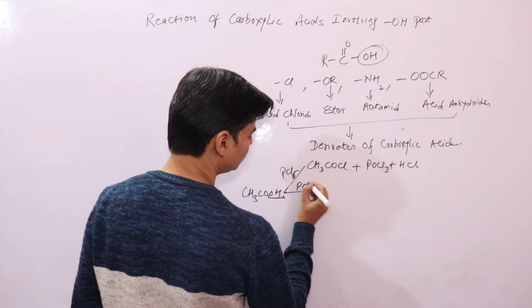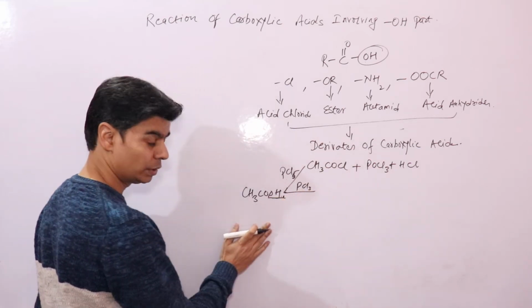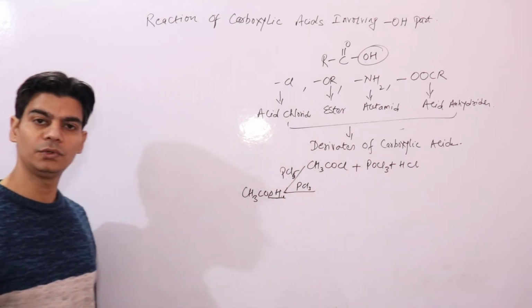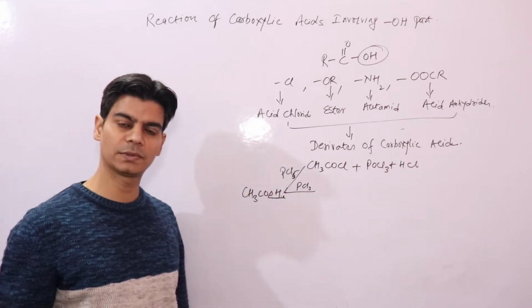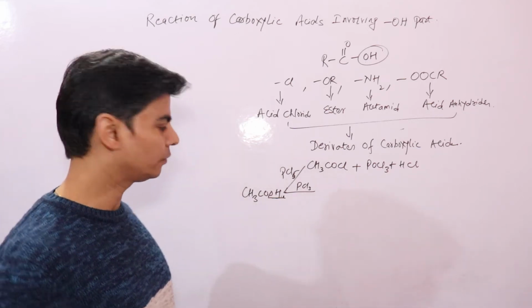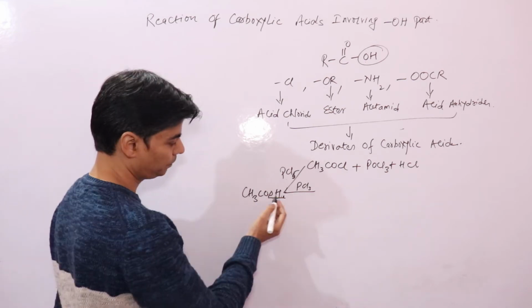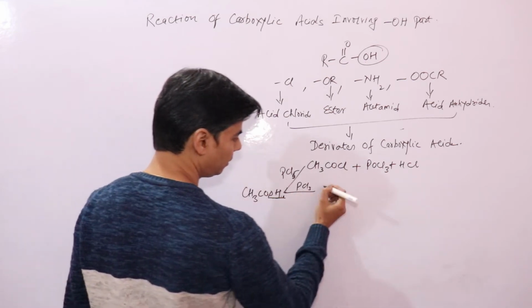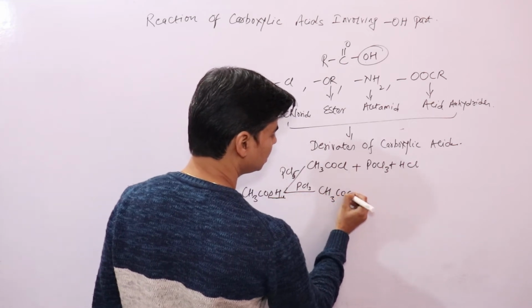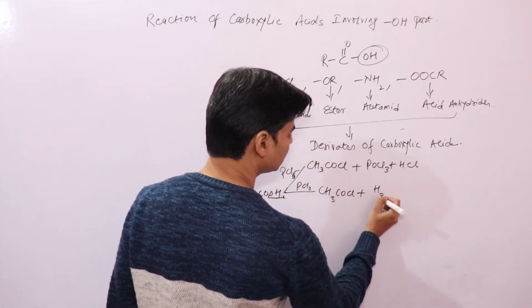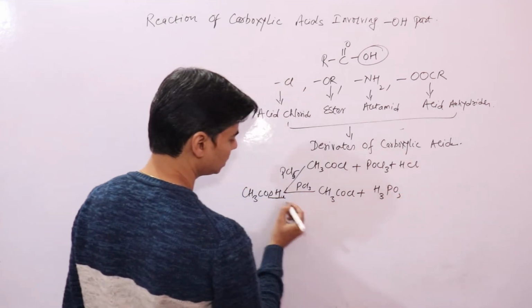So what you obtained is acid chloride, which is a derivative of carboxylic acid, right? The other is you treat with phosphorus trichloride. We know you have two chlorides of phosphorus, pentachloride and trichloride. So with trichloride also the same thing happens. This OH would be replaced by Cl to form CH3COCl plus H3PO3. This is your acid chloride.